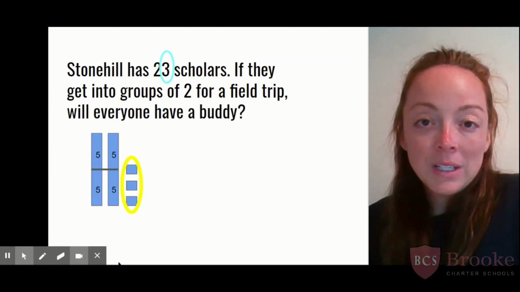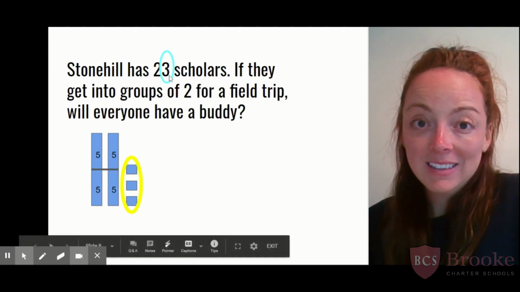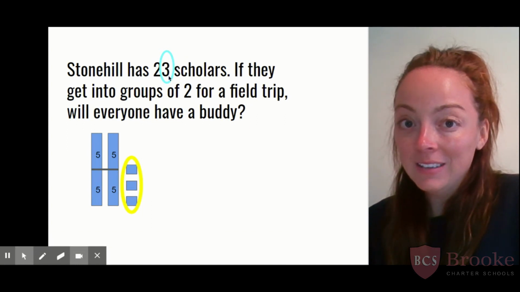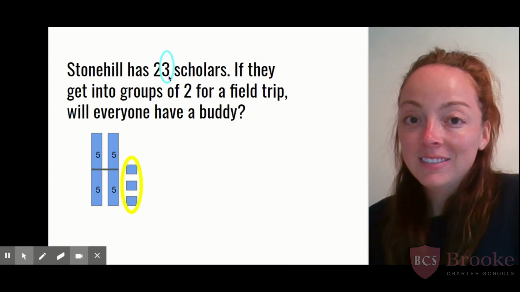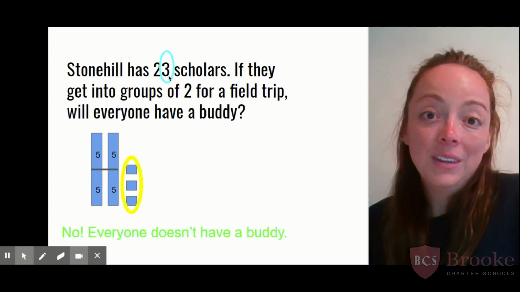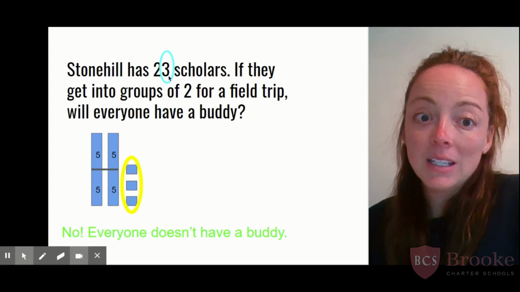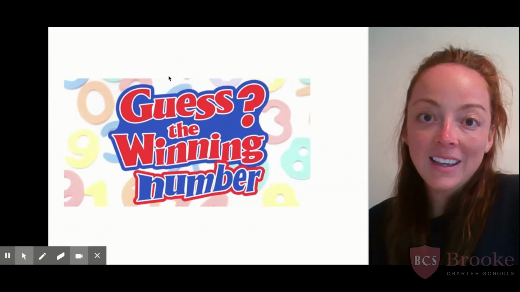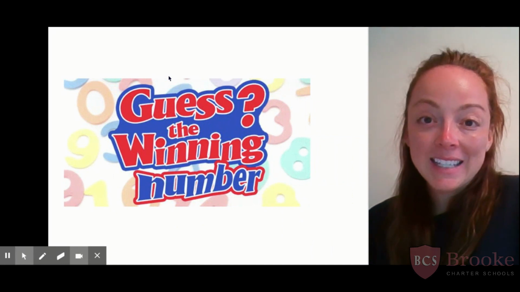We could also look at the ones place just in the number itself. 23 has how many ones? Exactly, 3. And can we split 3 evenly? No, there would be an extra one. So no, everyone doesn't have a buddy because 23 is an odd number. Last thing for today, first grade, let's play Guess the Winning Number.